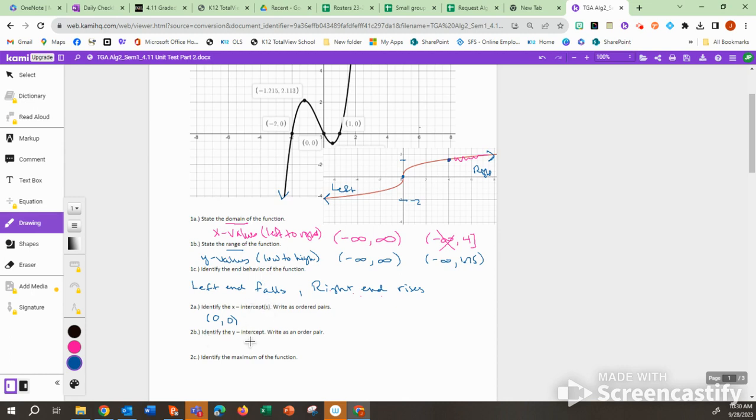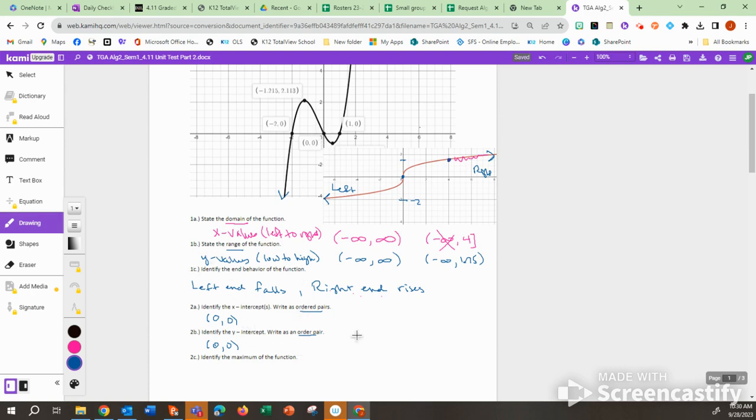It asks for y-intercepts. Again, my graph is a little bit boring. So my graph only crosses the y-axis here. That is at (0, 0), because it does say write as an ordered pair. This graph only crosses the y-axis one time.